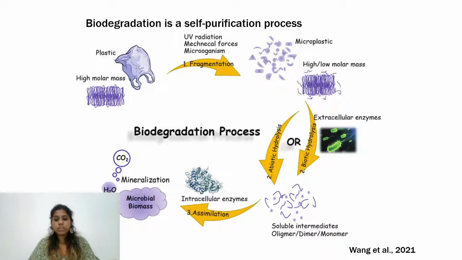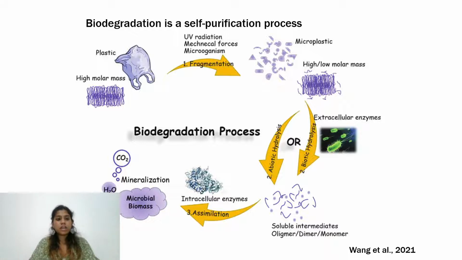To simply put, this is an image from Wang et al. They call biodegradation a self-purification process, because this often happens automatically in nature. Nature uses various microbes present in the source of contamination to purify itself. That's why biodegradation is a self-purification process, and this is done on high molecular weight compounds, long chain compounds like plastics, which is basically polyethylene.